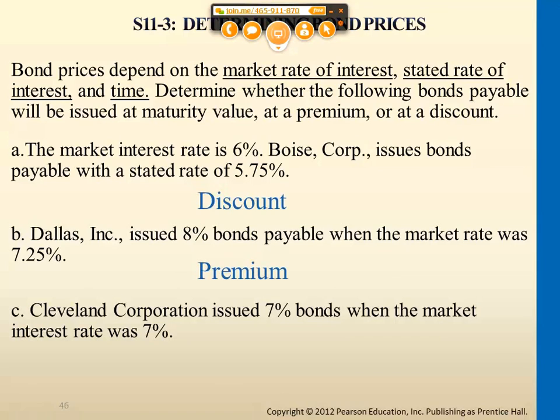Okay, third case, 7% stated interest rate on the bond. The market is also 7%. So this is the easiest case. This is basically issuing at the maturity value, at the face value. So the bond is $1,000, you're getting $1,000. Your company is receiving $1,000.